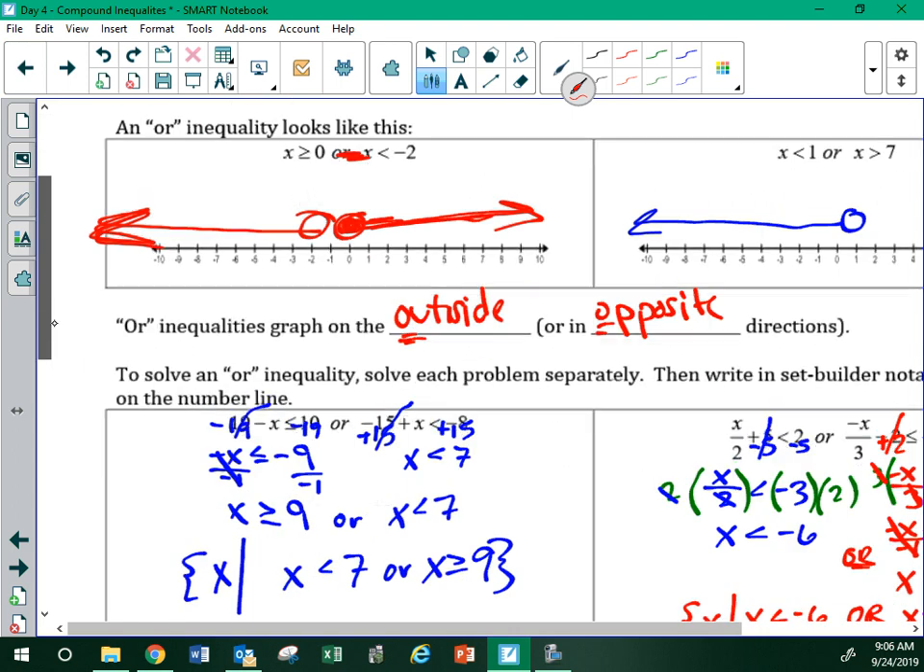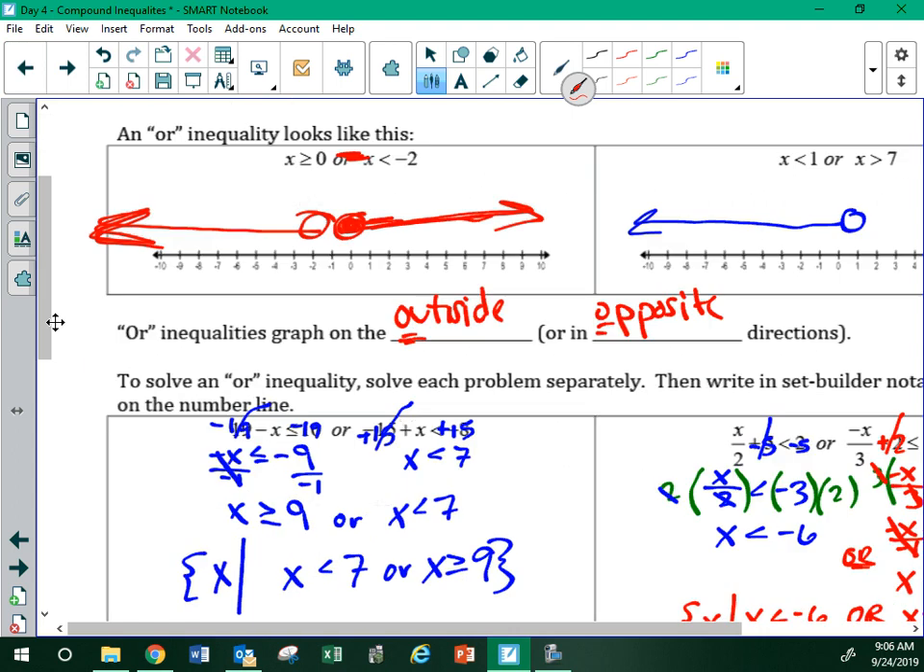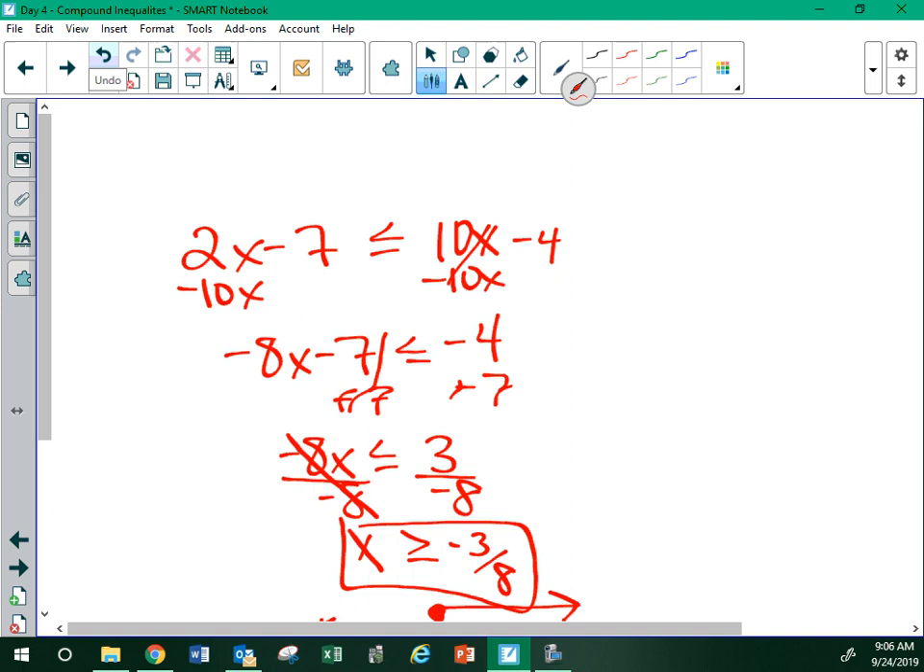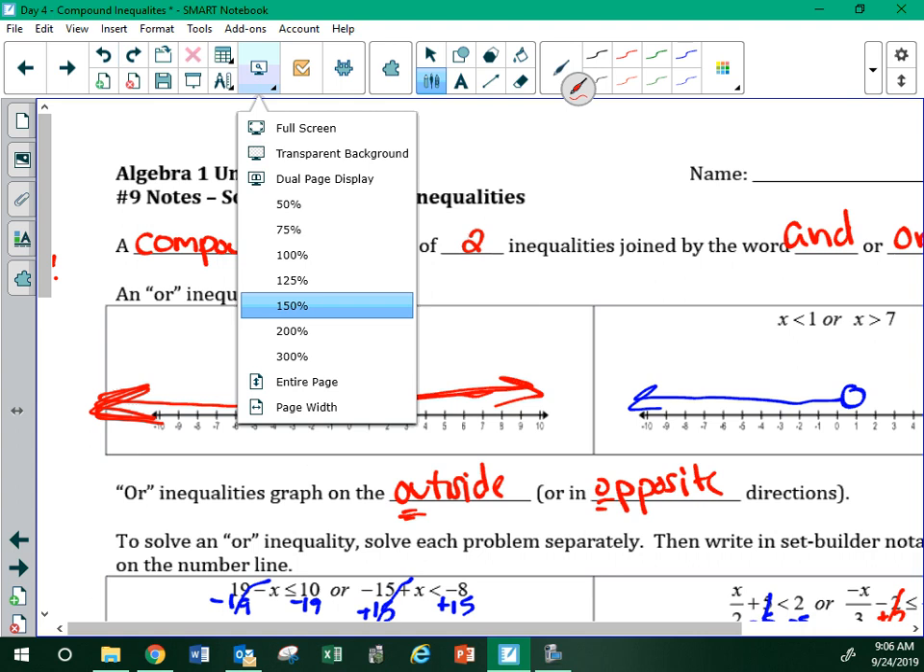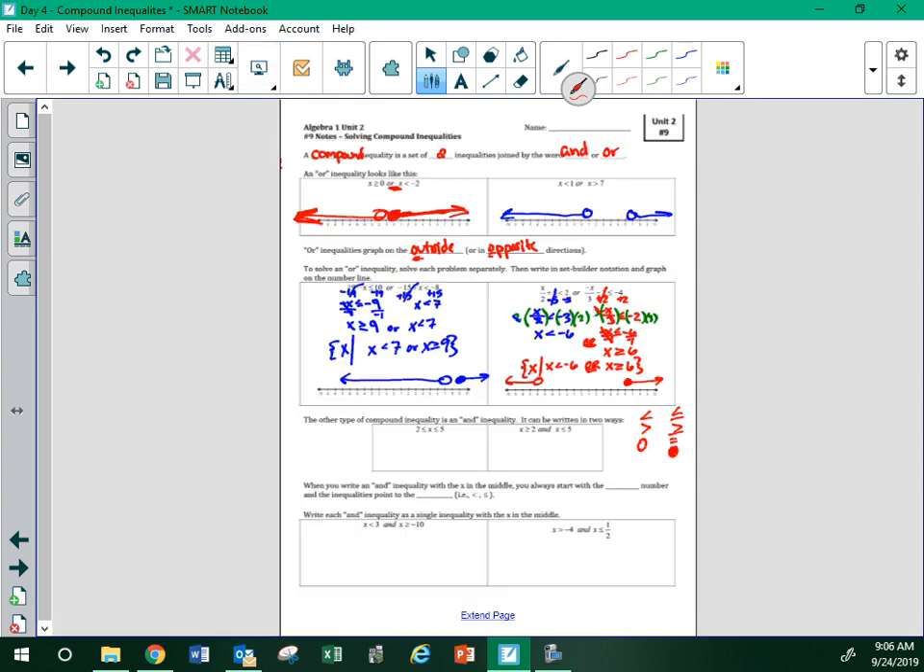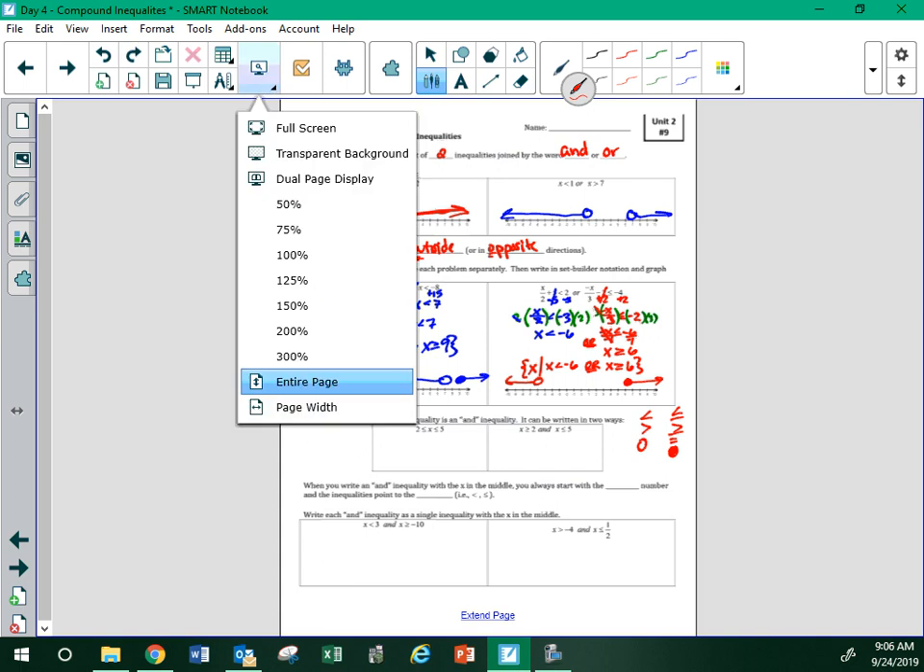Okay, so our ors, those are our easy ones. They go in opposite directions. Now, our other kind is called the and inequality. Salty, are you with us? Stay focused. So when we have an and inequality, there's two ways we can write this.